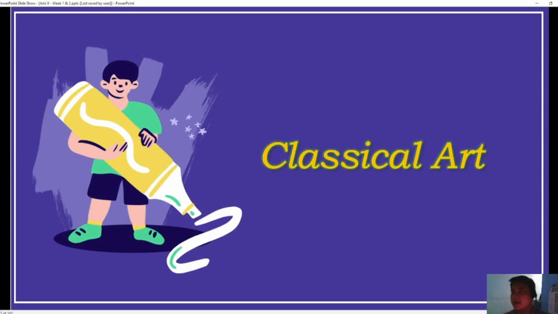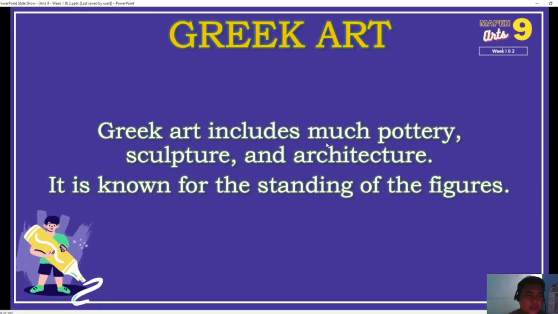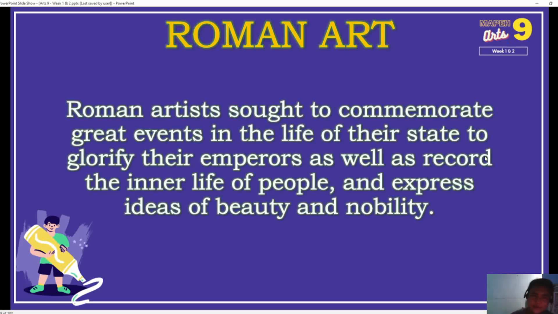Let's proceed to our classical art. So for the classical art, we have two. One is the Greek art and second is the Roman art. The Greek art includes much pottery, sculpture, and architecture. It is known for the standing of the figures. So for the Roman, artists sought to commemorate great events in the life of their state to glorify their emperors, as well as record the inner life of people, the expressive ideas of beauty and nobility.